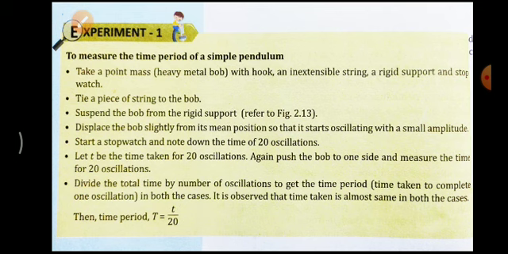We have to repeat this experiment three to four times, and whatever results come, we have to find the average of the results, and finally we will get the time period of oscillations. So I hope all of you have understood how to calculate the time period of a simple pendulum. When the school reopens, at that time I will show you also.